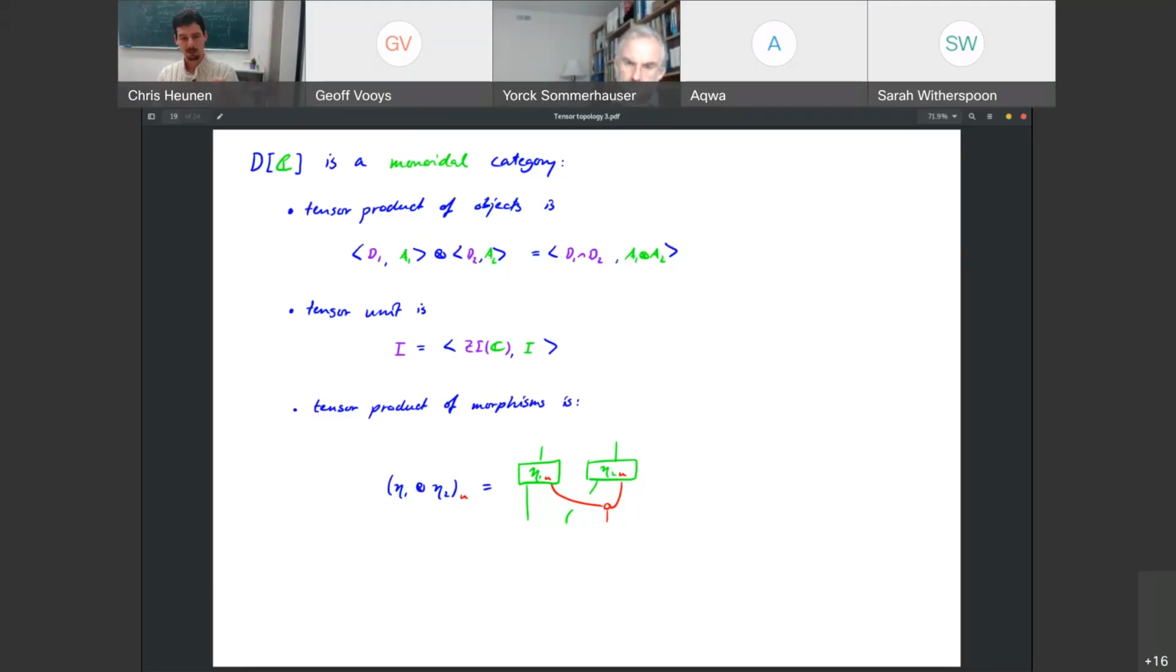The nullary case of that is I have to tell you what the tensor unit is in a new category. Well, I just take the tensor unit in the old category together with which down-closed subset of central idempotents? Just take all of them. So the downset of 1, if you like.